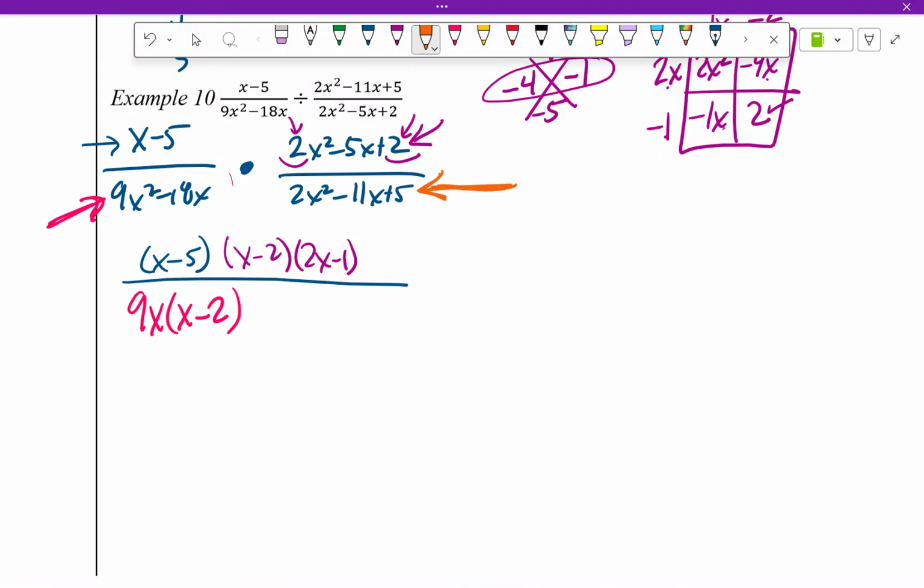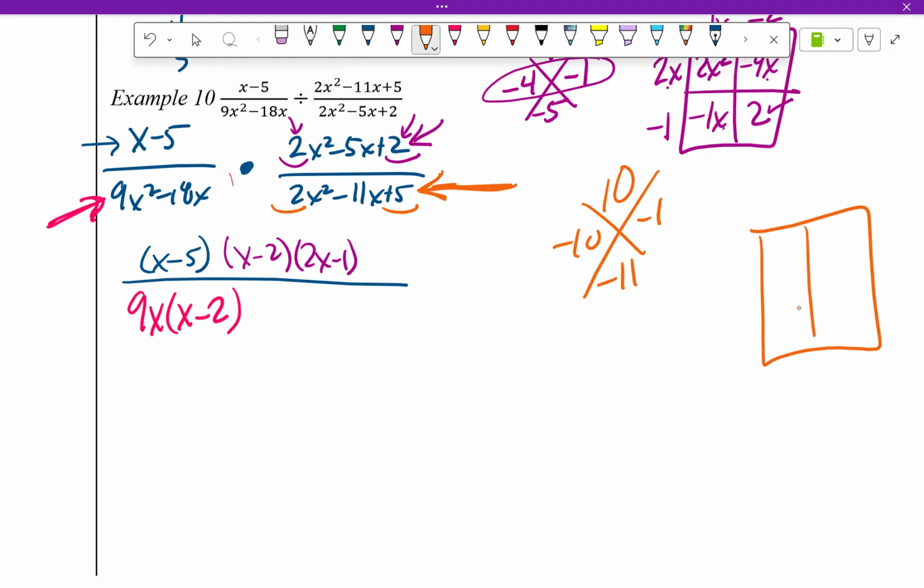Looking at this denominator here, what kind of factoring am I going to need? Good. Two numbers that multiply to 10, for the 2 times 5, and add to negative 11. What do we get? Good. Do I need a box? Why do we need the box? Good. And 5, and then I'm putting negative 10x and negative 1x in there.